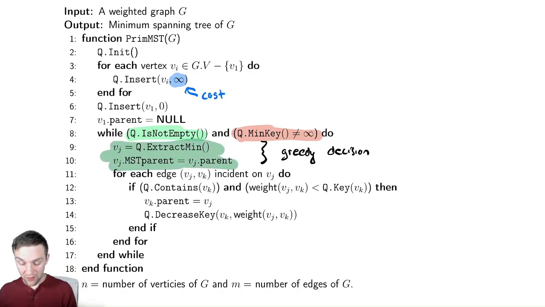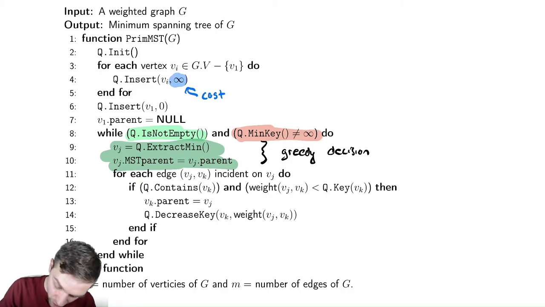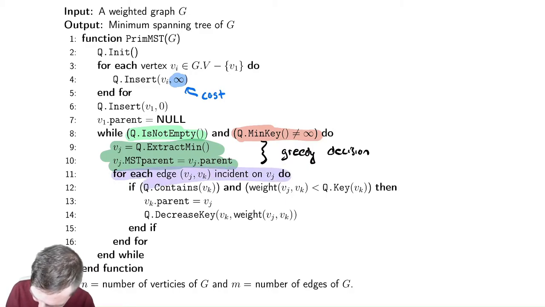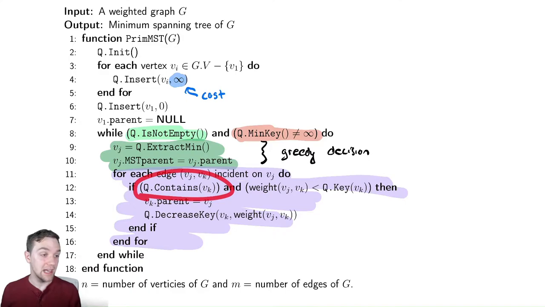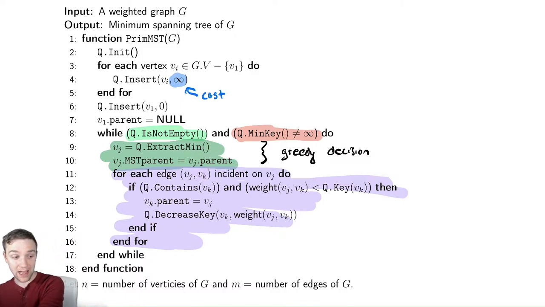And then for every single edge incident on V sub J, the thing we just added, we're going to update it. So for every single edge, I believe we highlighted this in lavender last time, if I remember correctly. So I'll have to do the same thing. For every single edge, if the Q contains V sub K, so we haven't added it to the minimum spanning tree yet. Remember, Q is the vertices that need to be added still. In our examples, we've used that to be the white nodes in the graph.